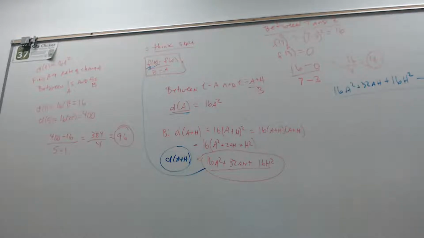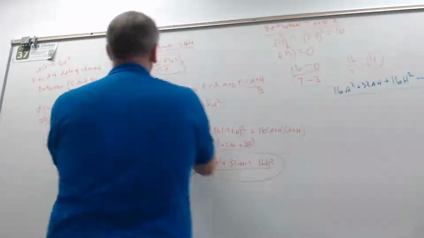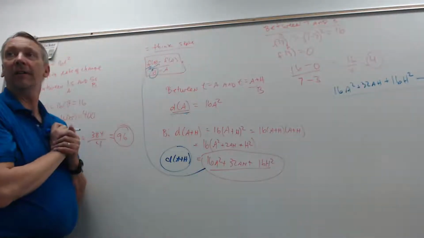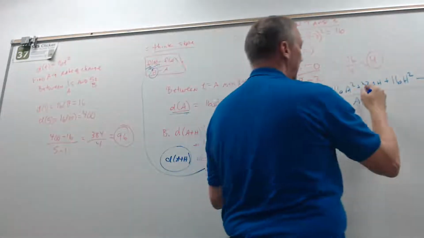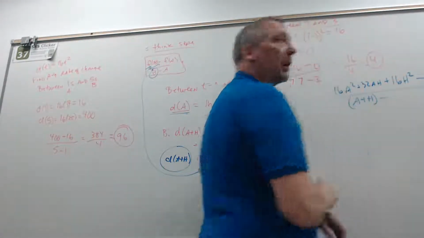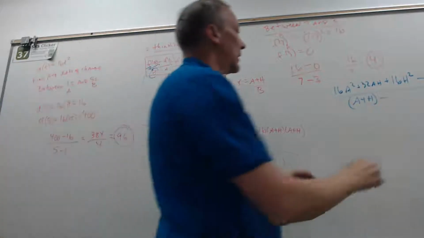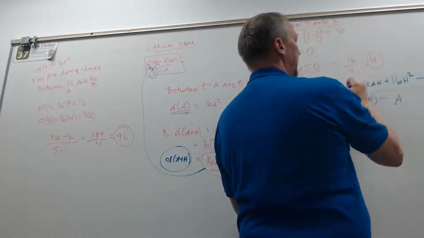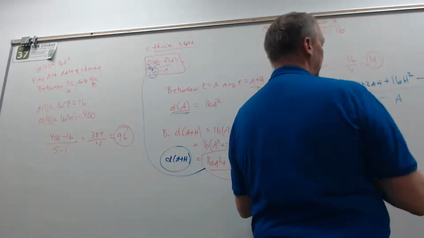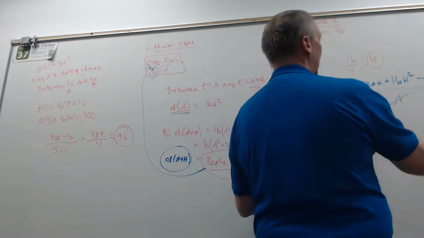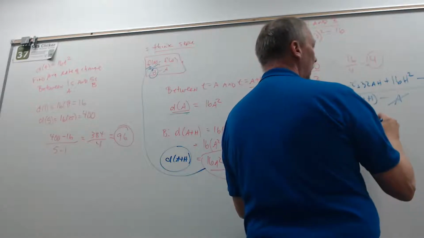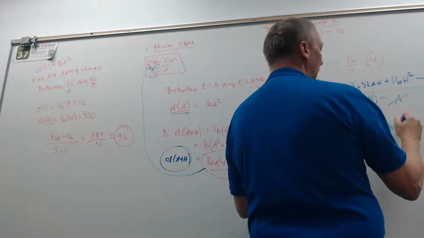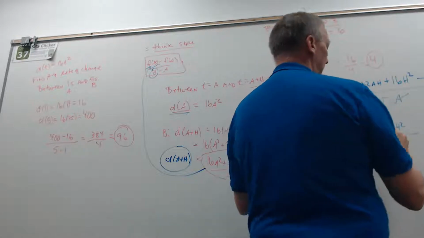And we're gonna divide that by, what's B in this case? B is what? B is A plus H minus A. Okay, so this 16A squared is gonna knock out that 16A squared. This A is gonna knock out that A, and I'm gonna be left with 32AH plus 16H squared, all divided by H.